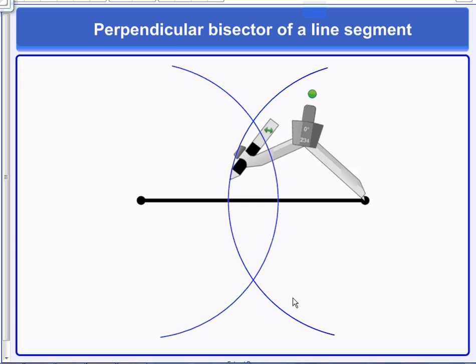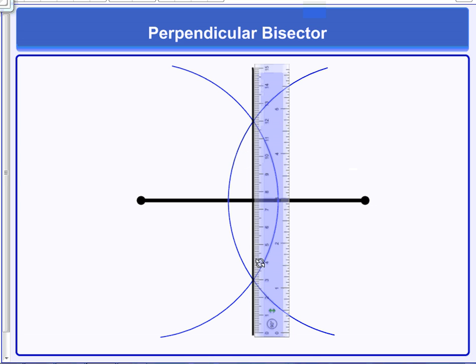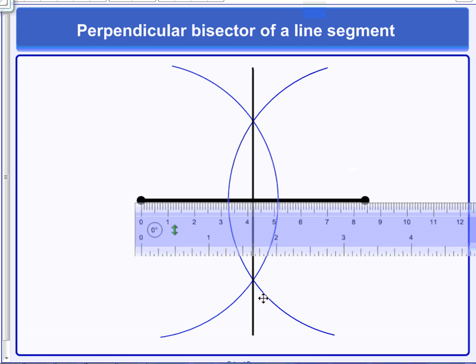So you're going to have two different arcs here. Now where those two arcs cross over, you're going to take a straight edge and draw a line. So as you can see, this particular line is 8.5 centimeters long. The midpoint is right in the center at about 4 1/4 centimeters. So that is how you create a perpendicular bisector.